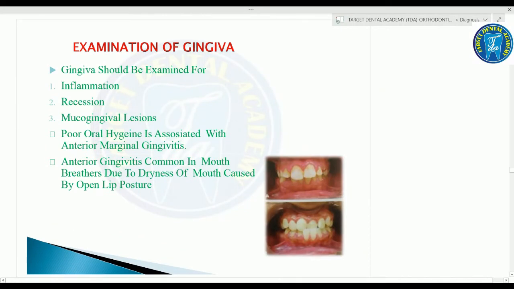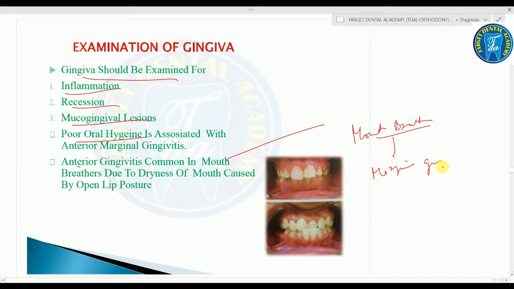Next is the examination of the gingiva. Gingiva should be examined for inflammation, recession, mucogingival problems, and poor oral hygiene. But in case of mouth breathers, or in case of mouth breathing habits, you can always find marginal gingivitis.